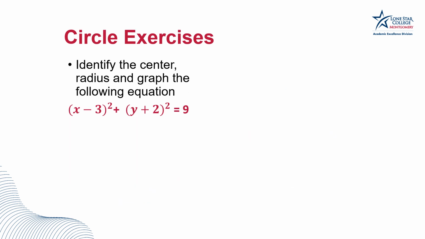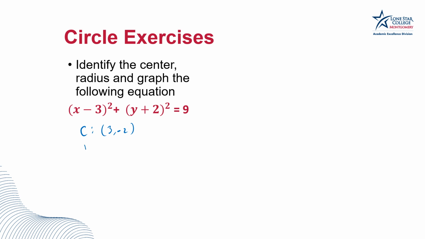In this example, we want to identify the center, the radius, and then graph the following equation. Our equation is x minus 3 quantity squared plus y plus 2 quantity squared equals 9. We notice that it's already written in center radius form, so we can automatically identify our center as (3, -2). The reason it's -2 is because, remember, the center radius form defaults are x minus h and y minus k. So you can think of this as y minus -2. That's why our k value is -2.